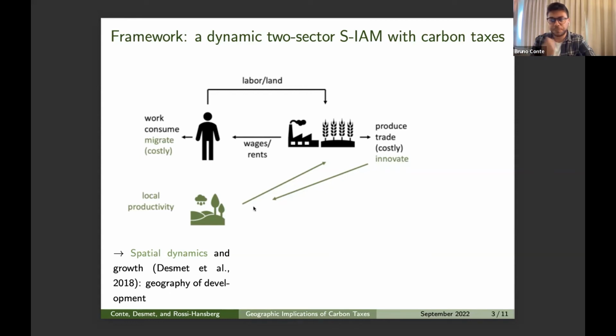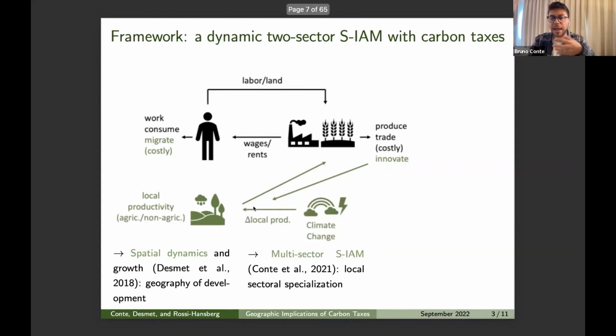That's the name of the paper. Our framework uses this, but adds another piece, which is the multi-sector and the integrated assessment part. First of all, we allow the economy to be composed of two sectors, an agricultural and a non-agricultural sector, like the rest of the economy beyond agriculture.